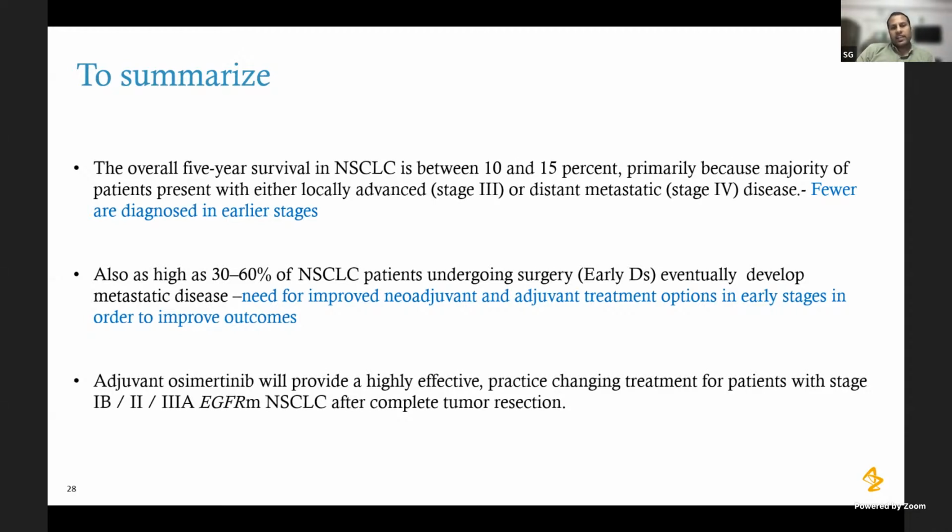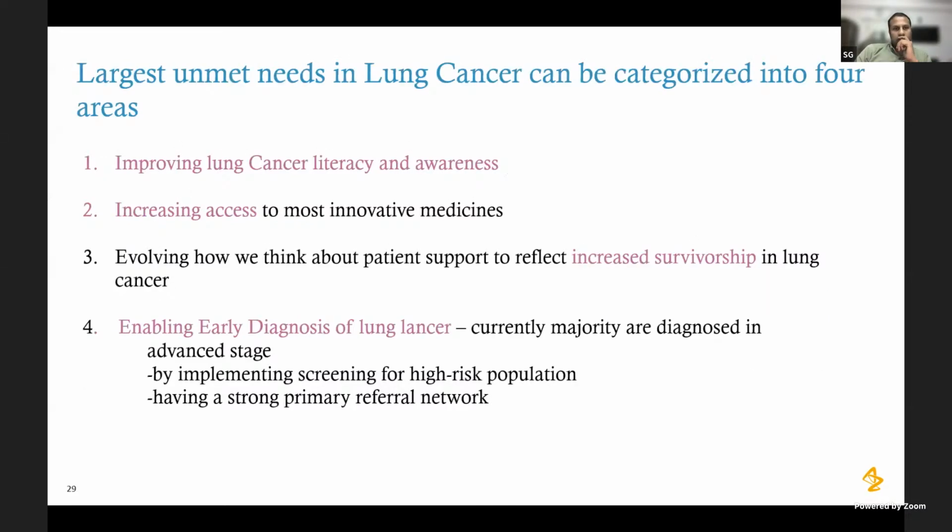Fewer patients are usually diagnosed at an earlier stage. Also, as high as 30 to 60% of non-small cell carcinoma patients undergoing surgery eventually develop metastatic disease. Adjuvant osimertinib provides a highly effective, practice-changing treatment for patients with stage 1B, 2, and 3 EGFR-mutated non-small cell carcinoma after complete tumor resection. A recent update of the ADAURA trial has shown marked improvement in overall survival. Keeping aside all the criticisms, the ADAURA trial has also shown an overall survival benefit, and now osimertinib is considered a standard of care for resected EGFR mutated non-small cell carcinoma.